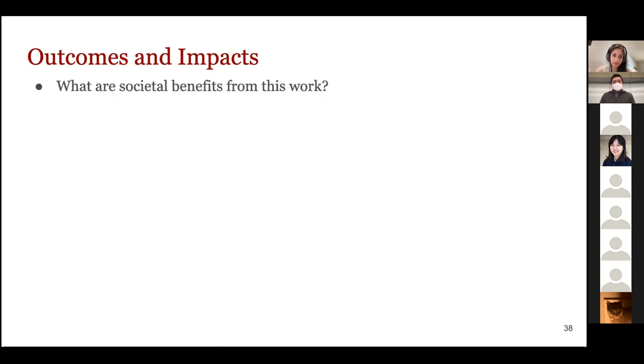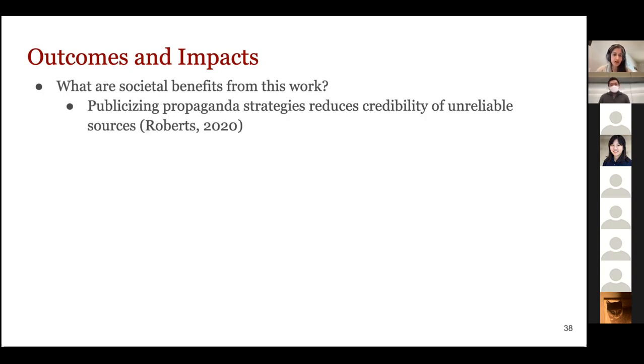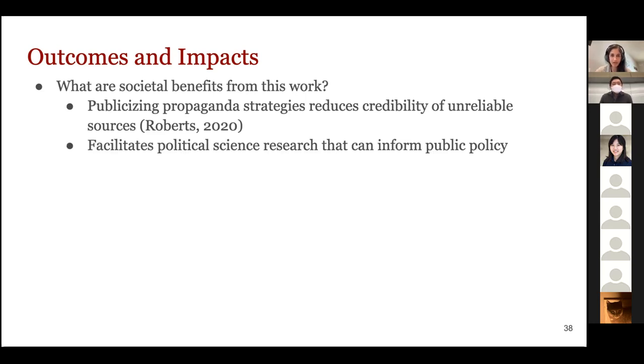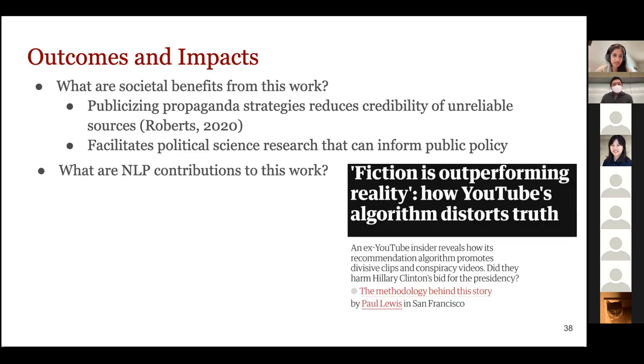So one is, what are the societal impacts of this kind of work? One of them is straightforward: the more that we identify and publicize propaganda strategies, the more this is a way of reducing the credibility of unreliable sources. So this has direct effects on understanding what type of information people should and shouldn't trust. More broadly, this research facilitates political science work in general on media manipulation and propaganda, and that can go on to inform policy decisions around what type of media content should be publicized.